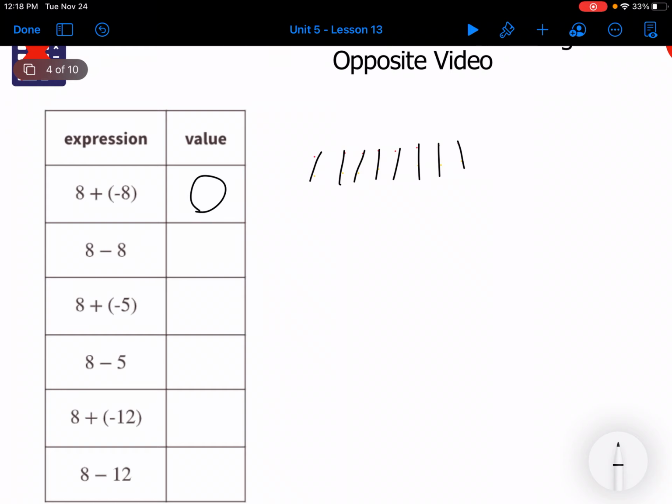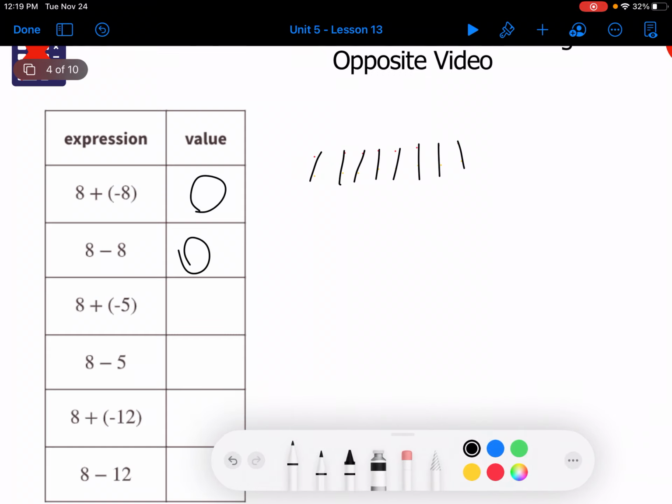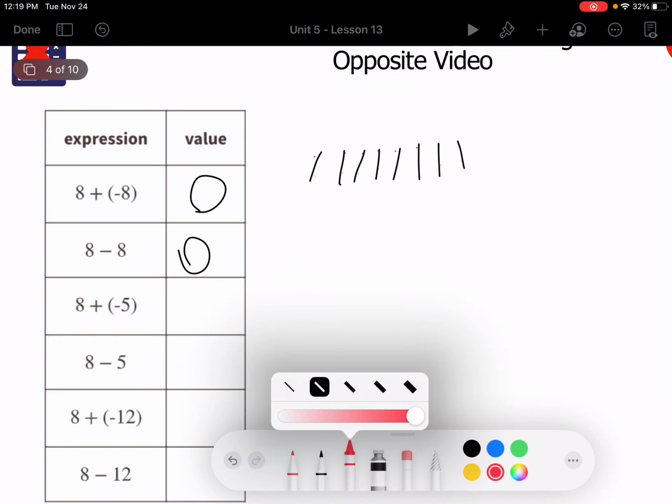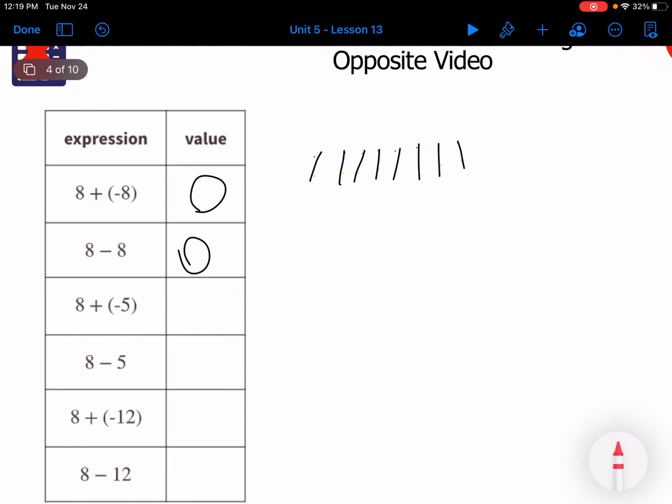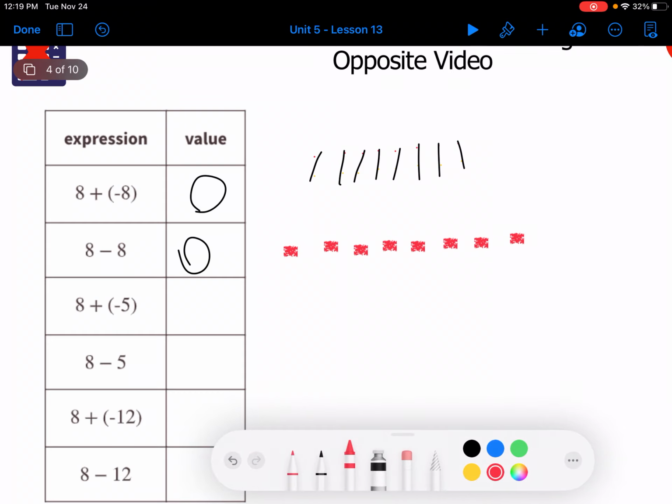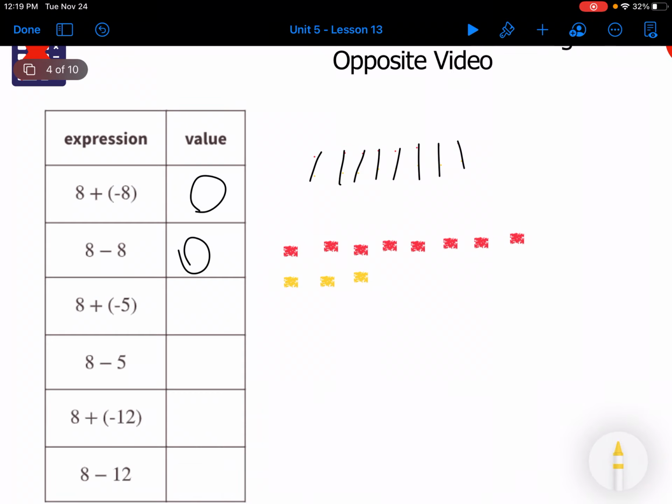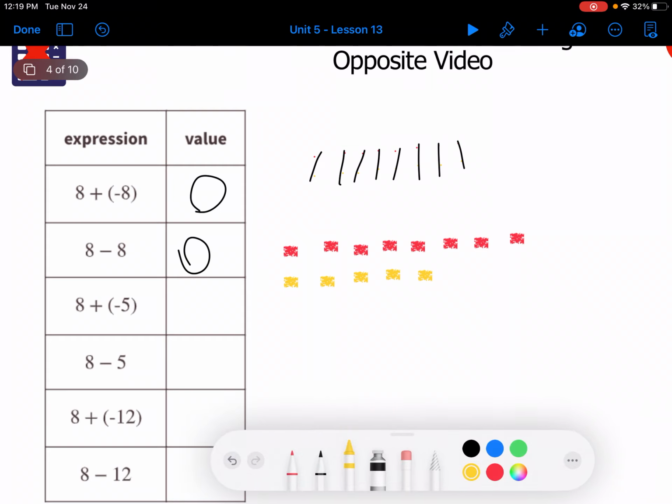Now this one's not hard. 8 minus 8, that's 0. I don't even have to think about that. Okay? Don't lose what math you know while we're trying to do these integers. So now we're going to do 8 plus negative 5. So I have positive 8. The crayon's fatter. It's 1, 2, 3, 4, 5, 6, 7, 8. And then I have a negative 5. 1, 2, 3, 4, 5. And then I'm going to cross them out.